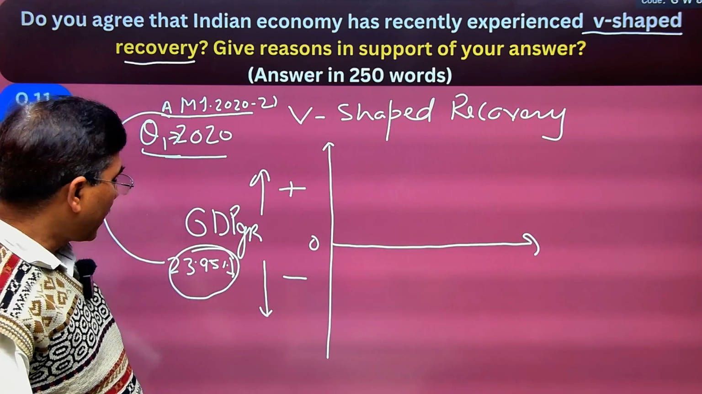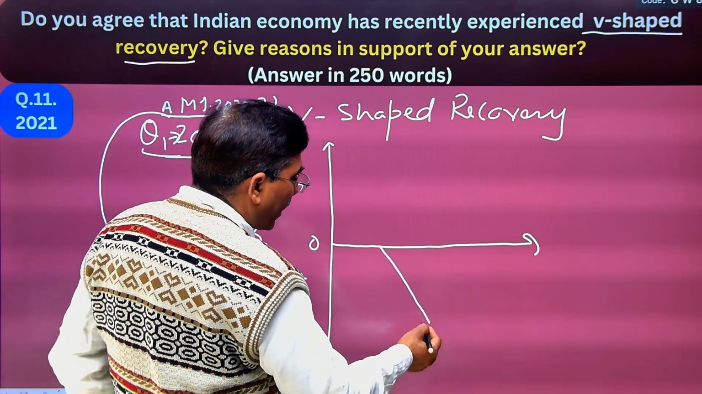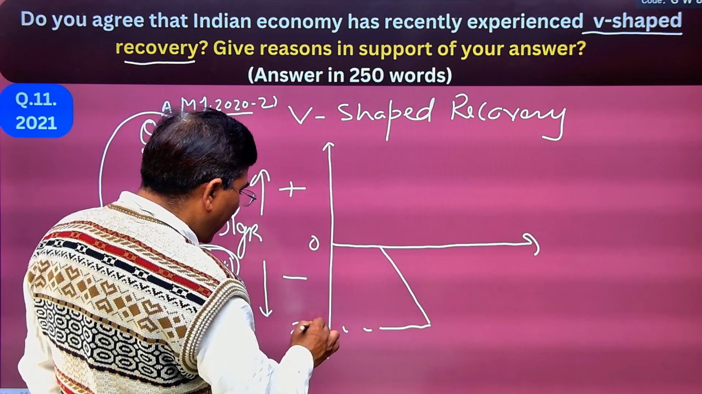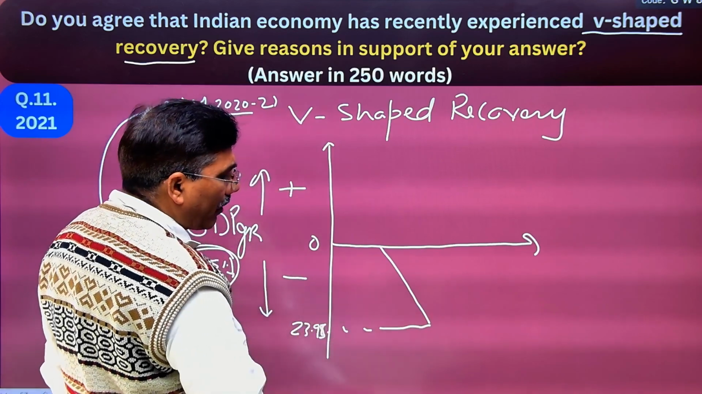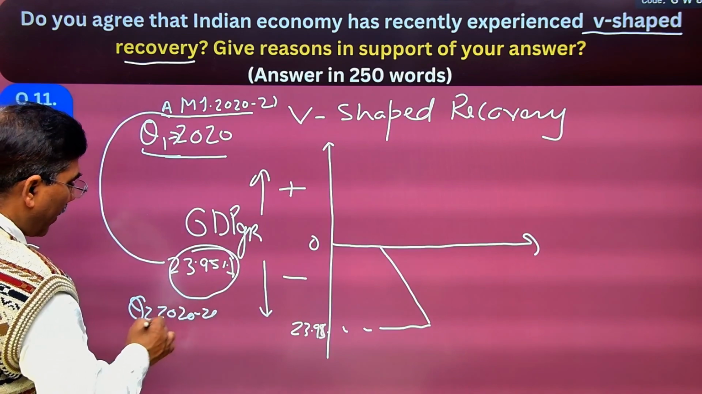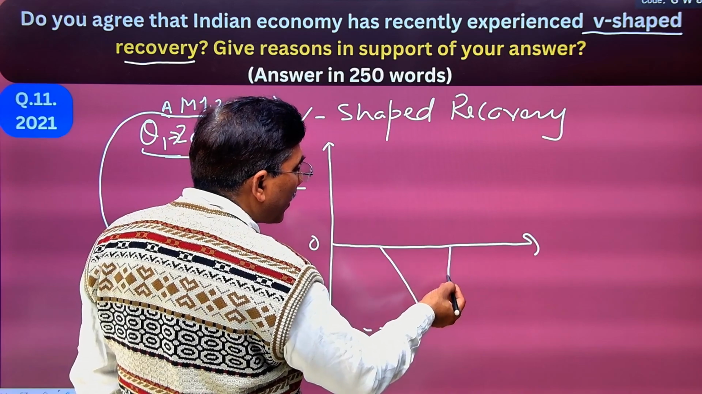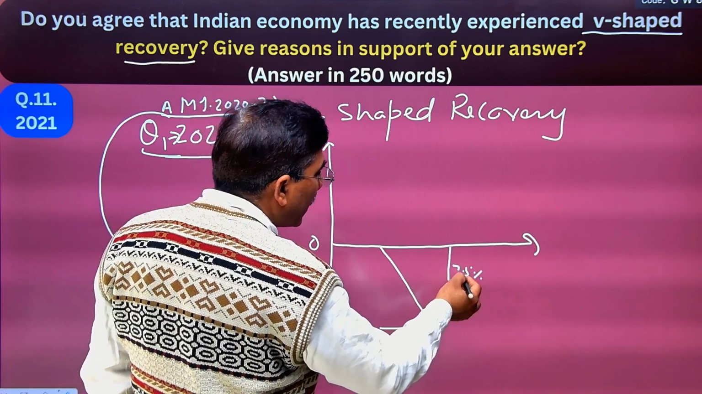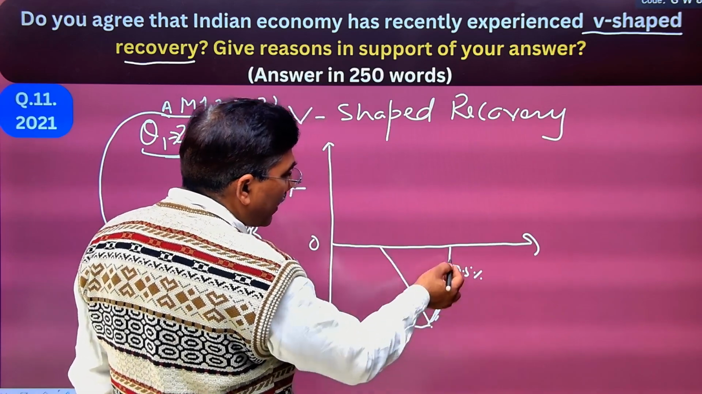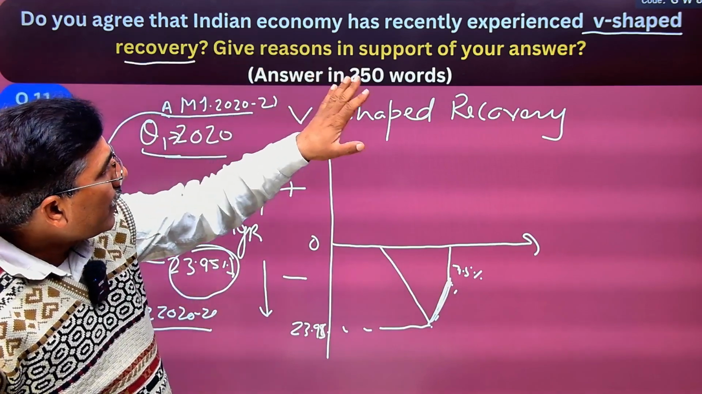23.95%. What does it mean? That is a negative growth rate, and our GDP declined up to that level. Again in the second quarter, Q2 of 2020-21, it declined only by 7.5%. It means this is the recovery of our GDP growth rate. This recovery shows the V-shaped form of recovery. That is the meaning of V-shaped recovery.